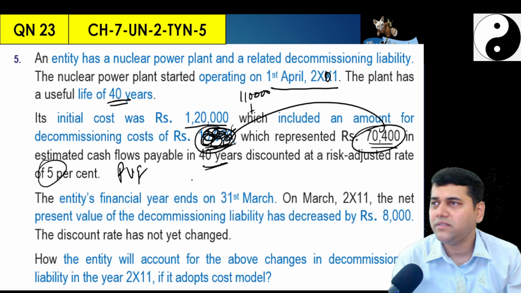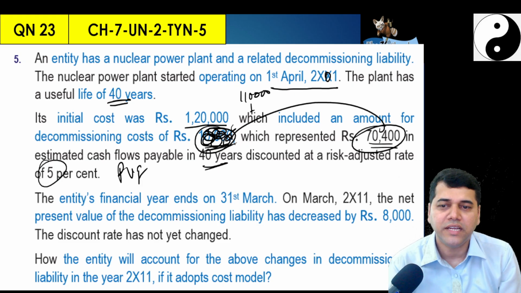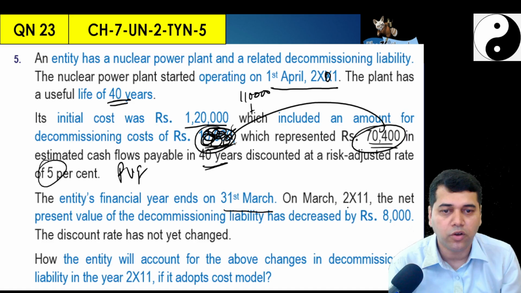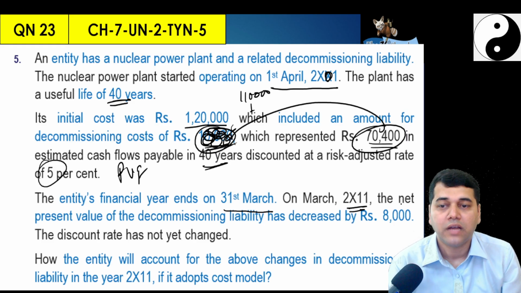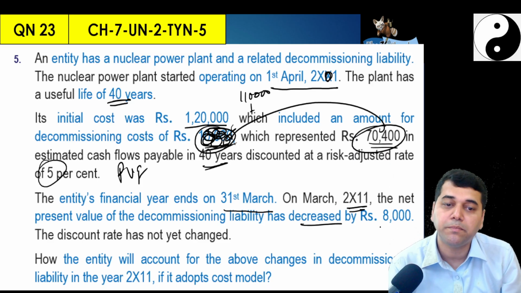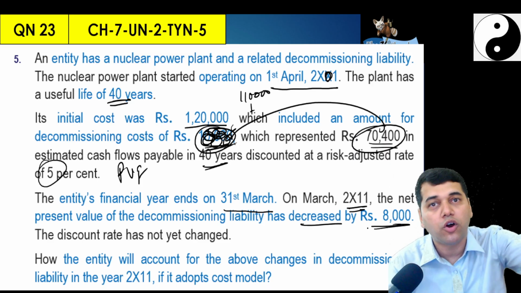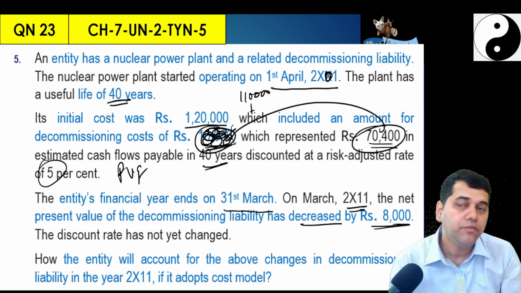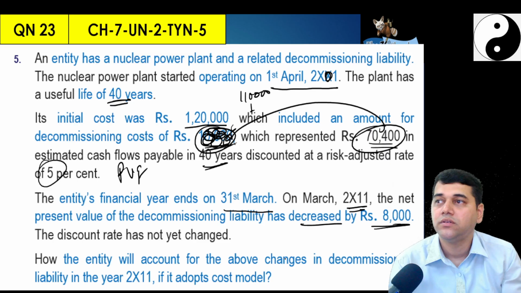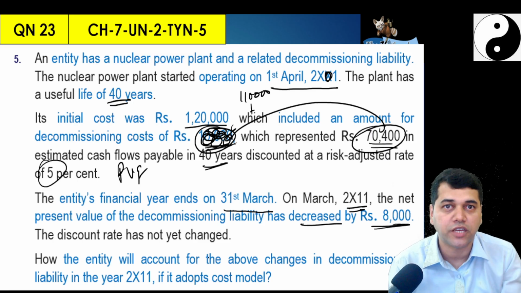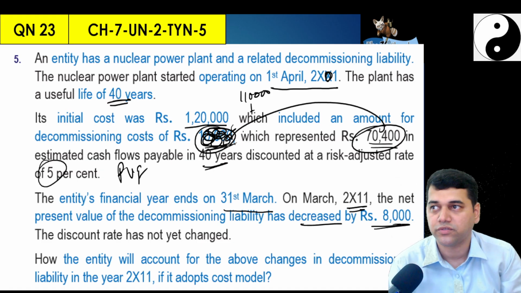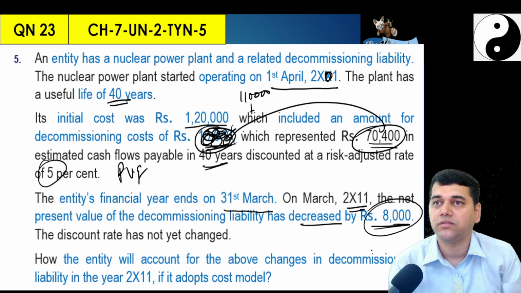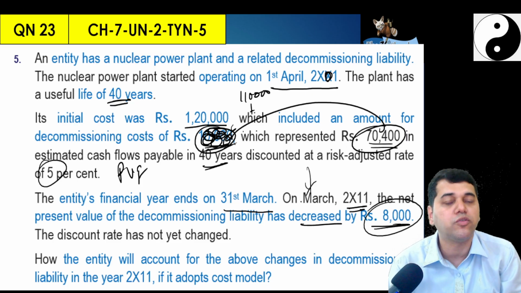Now, no headache here, life is simple. The entity's financial year end is 31st March. On 31st March 2011, because we started in 2001, after 10 years, the net present value of the decommissioning liability decreased by 8,000. Now, what was the book value on that day? We don't know, but its book value, or present value of the future cash flows, decreased by 8,000. That means my liability got decreased. What entry will I pass?